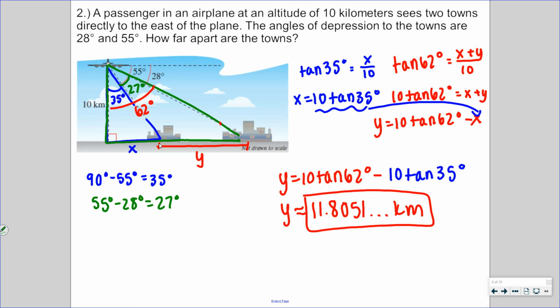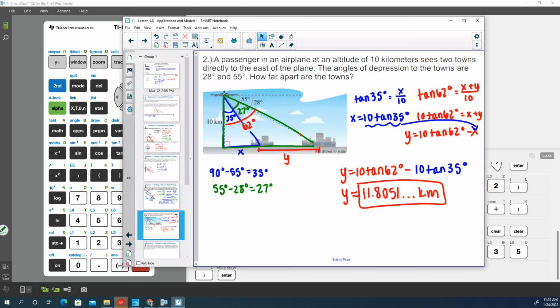So I'll finish these up tomorrow. I think we only have about 3 more problems to do. But I will get started on your bookwork for 4-7, definitely. 4-8 as well. And we'll finish it up tomorrow. What was the answer? 11.8. Look at that. You got it?